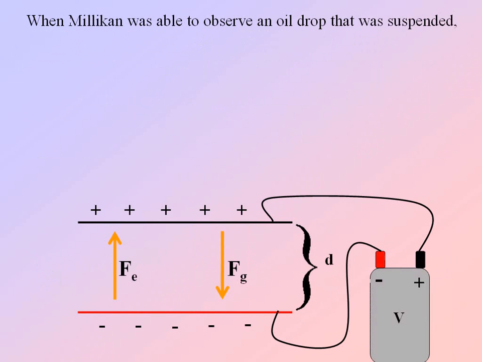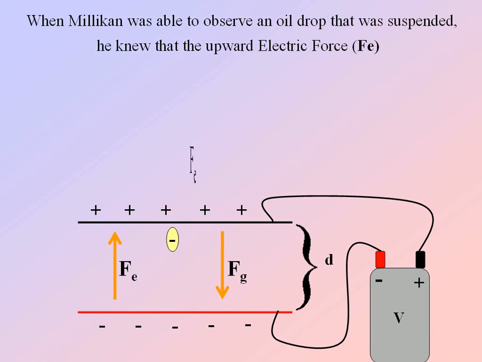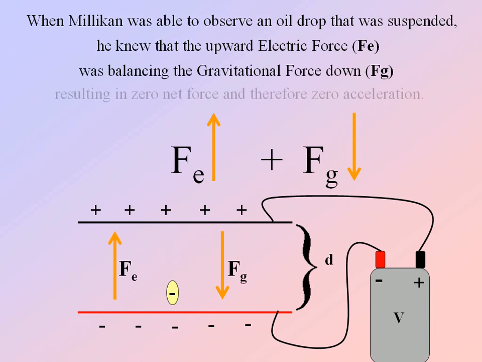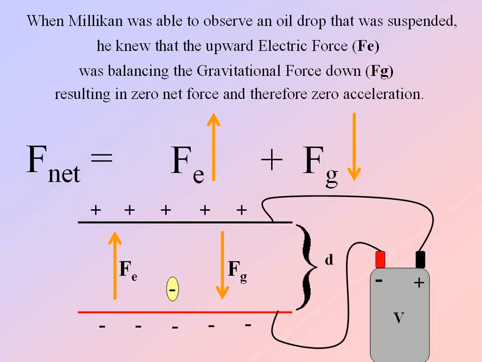When Millikan was able to observe an oil drop that was suspended, he knew that the upward electric force, Fe, was balancing the downward gravitational force, Fg, resulting in zero net force and zero acceleration.